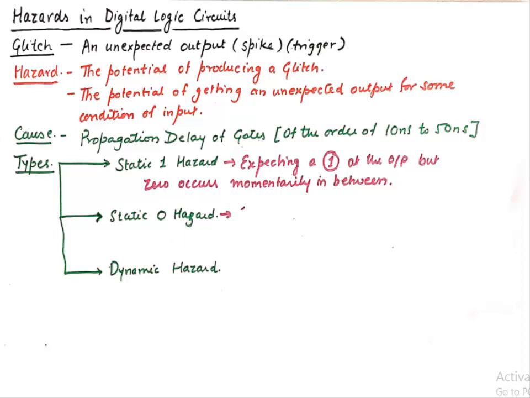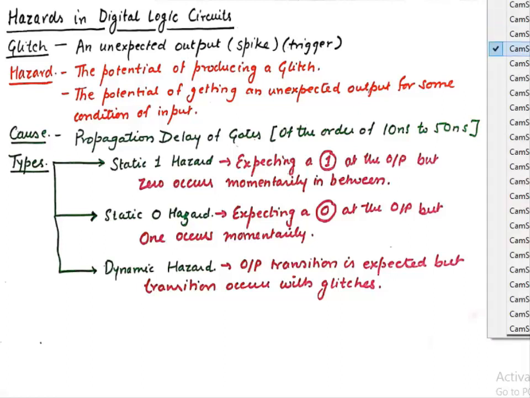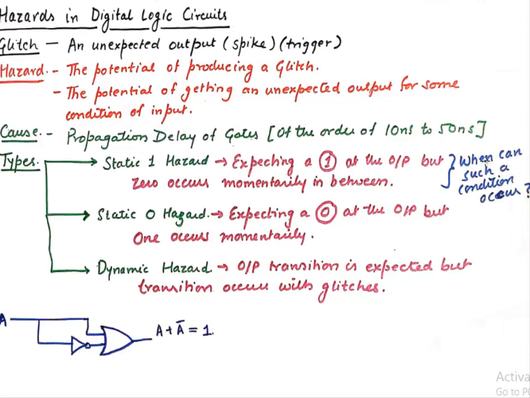And now you could easily guess what a static 0 hazard is. We are expecting a 0 at the output, but 1 occurs momentarily. And dynamic hazard is when the output transition is expected, but the transition occurs with glitches. Now we'll understand that with examples. So the big question is, when can such a condition occur? When can such a condition occur where we are expecting a 1 at the output, but 0 can occur momentarily in between because of the propagation delay of gates?